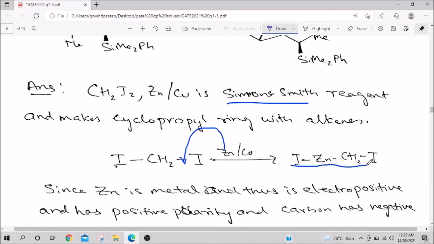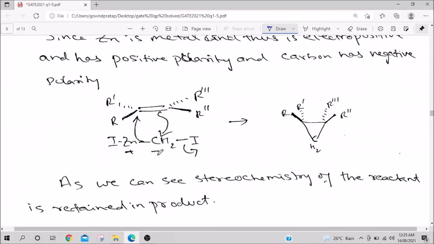Now, you know zinc is a metal, and a metal by definition is electropositive in nature. So it will give electrons to get a positive charge. It gives electron density to carbon, so zinc gets positive polarity and carbon gets negative polarity. That is how the reaction happens. The negative charge will go and attack here, and then this bond comes and attacks here, and you get a CH2, a cyclopropyl ring. So to make a cyclopropyl ring, the Simmons-Smith reaction is very, very famous.